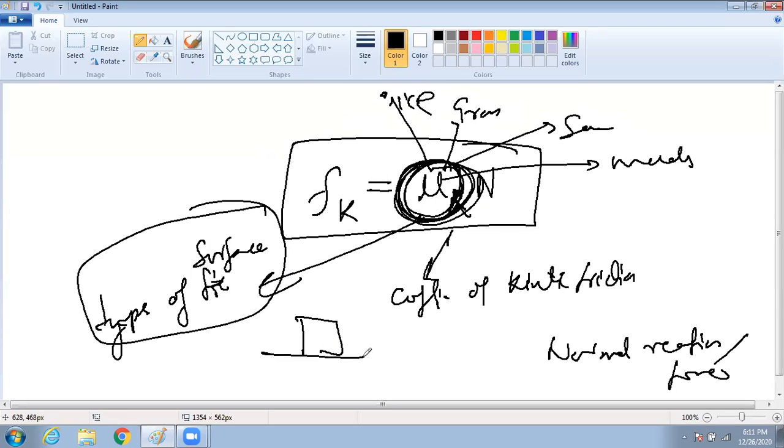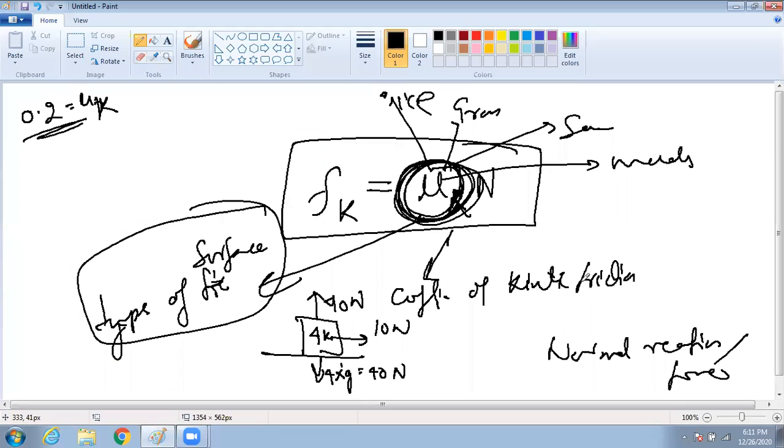There is an object. The object is being pulled at 10 Newton. It is 4 kg. That means the weight downward is 4 into g, which is equal to 40 Newton. What is the normal? Normal will be the same, 40 Newton. Yes or no? Yes, sir. Mu k is 0.2. Mu k is 0.2, it is k, not mu r.